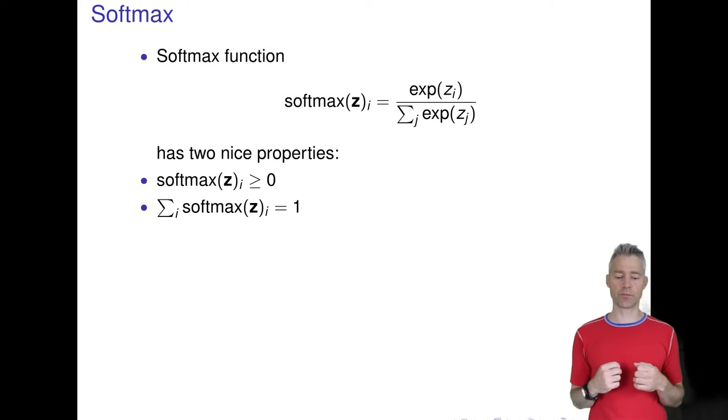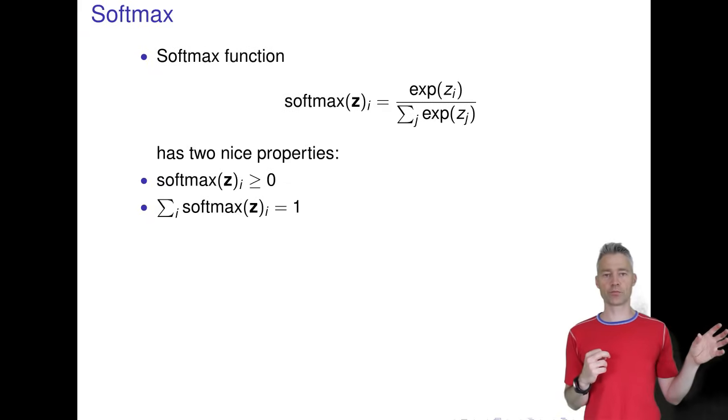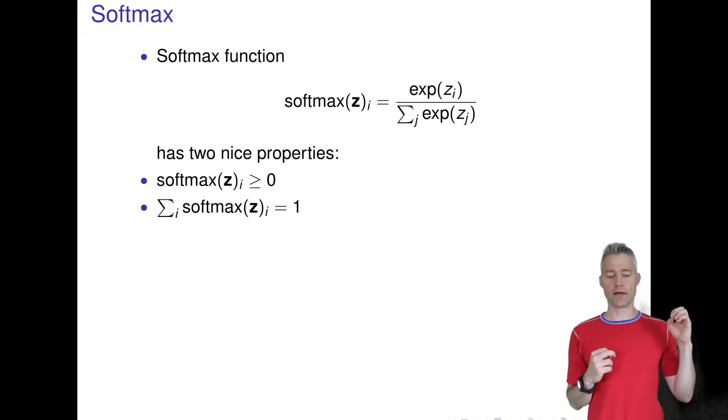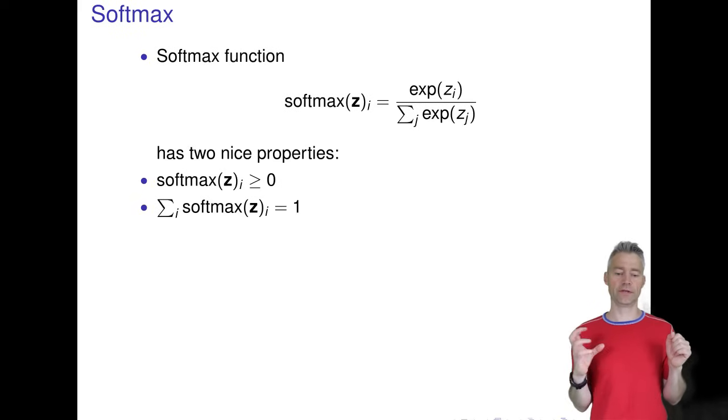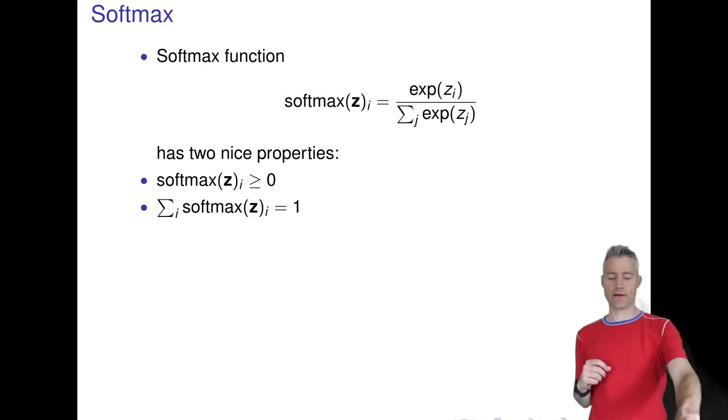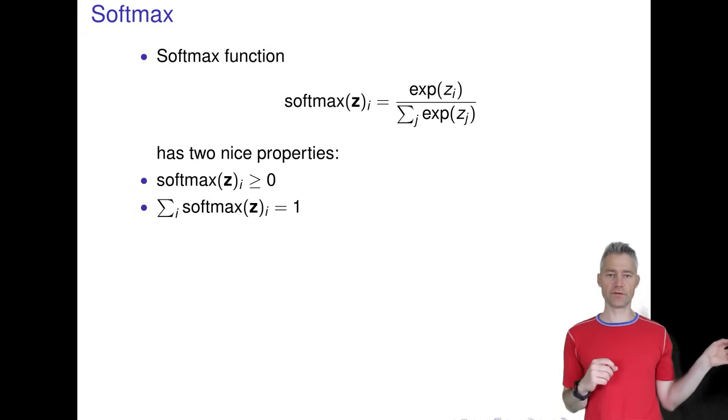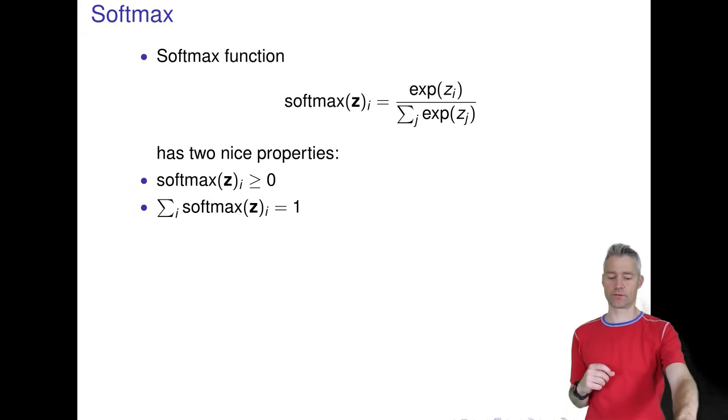So that means that, for example, I can take the 5th output unit from my network here and interpret that as the probability that my label is 5. That means if I put 0 at the 10th class.